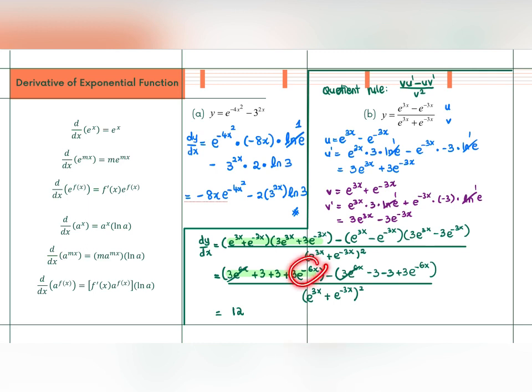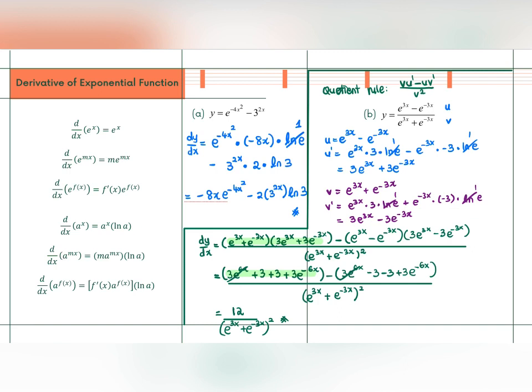3e negatif 6 tolak 3e negatif 6 akan dapat kosong. So the final answer is 12 over e of 3x plus e of negative 3x squared.